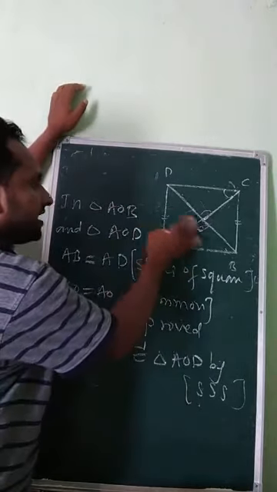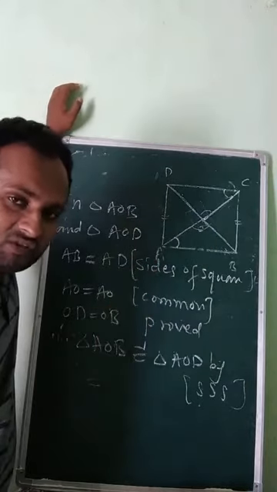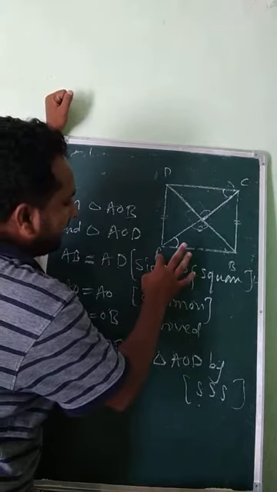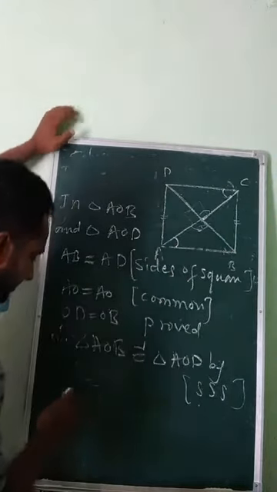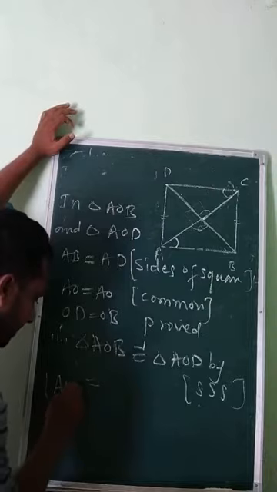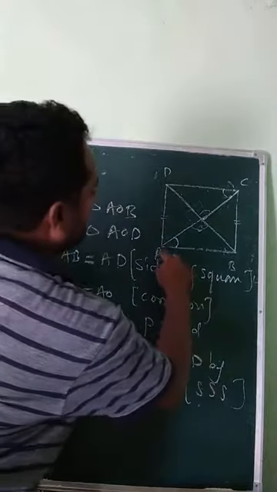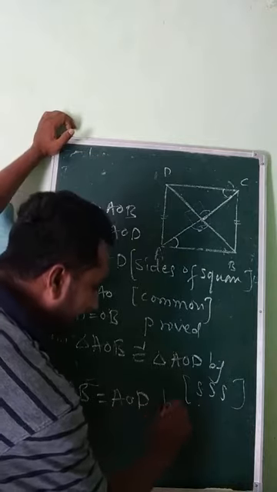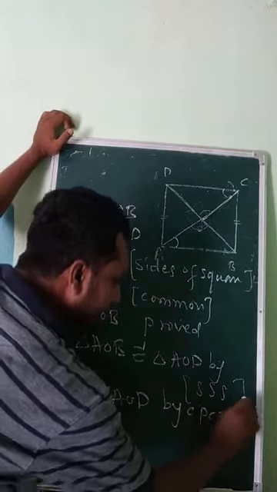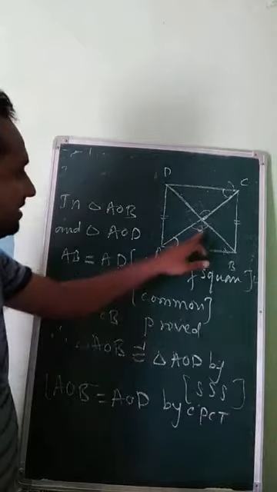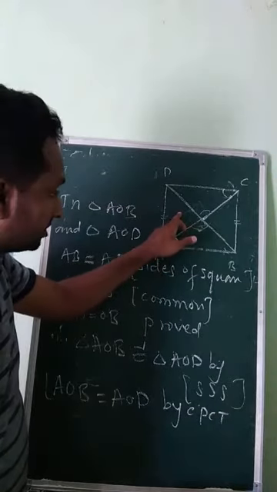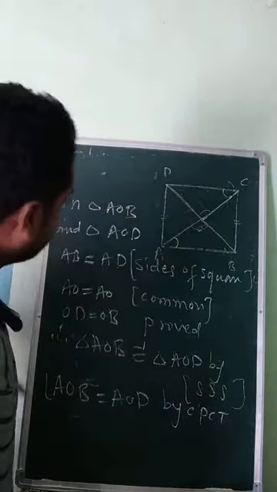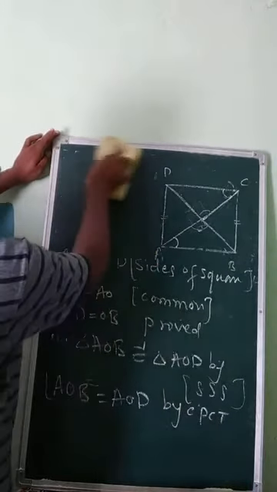Now both are congruent, which means all corresponding angles are also equal. Clear? Now see, I will take angle AOB. Very important here: angle AOB is equal to angle AOD, by CPCT rule. Both angles are equal. This angle is equal to this angle by CPCT rule. Now see how to prove that both are 90 degrees. So I remove this one.